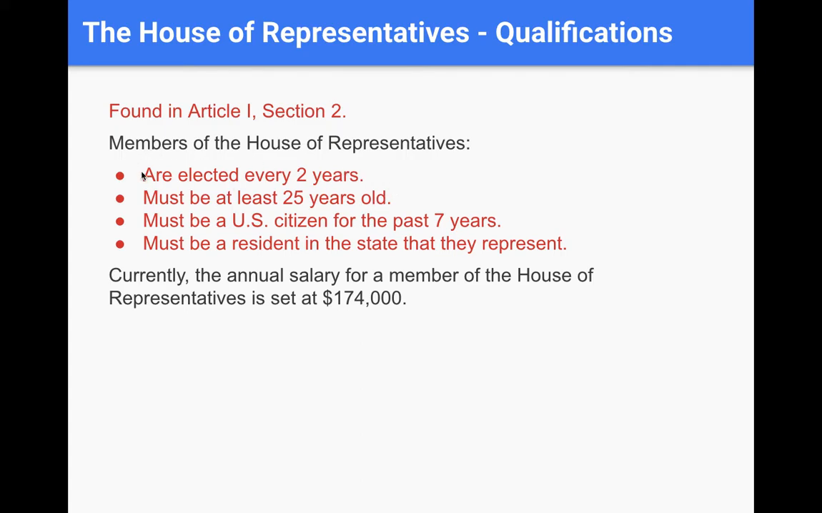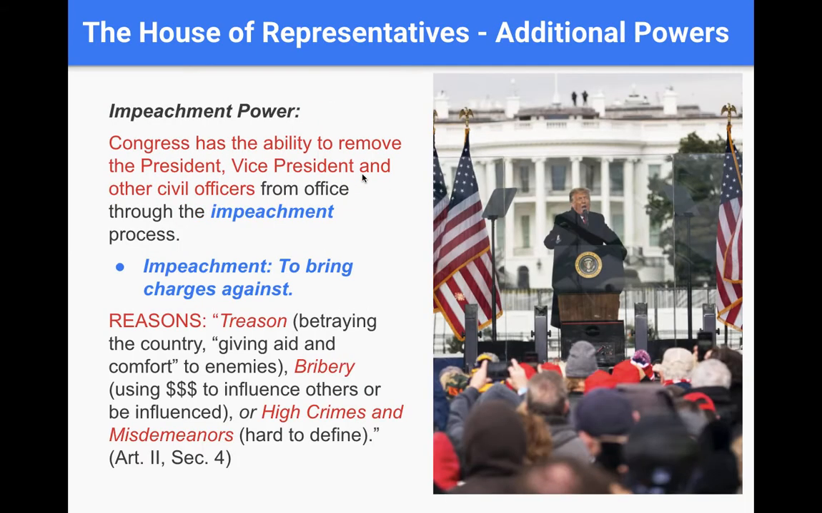Members of the House of Representatives are elected every 2 years, so they are constantly running re-election campaigns, and every time you have a federal election, you're going to be voting on your member of the House of Representatives.